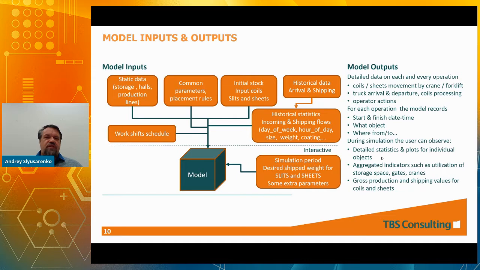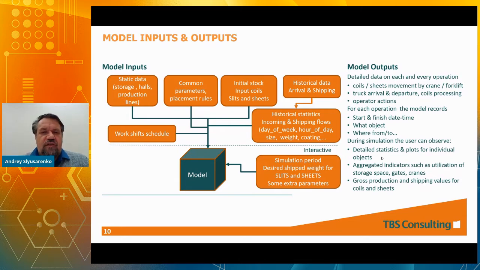Instead, we created historical statistics just to be able to generate values for to-be options. That means the distributions of coil size, weight, different types of coating used in production. Also, the statistical distribution of flows between days of the week, hours of the day, and seasonal values of work. Then we have the work shift schedule. We can change the timetable, the number of work shifts per week to achieve maximum performance.